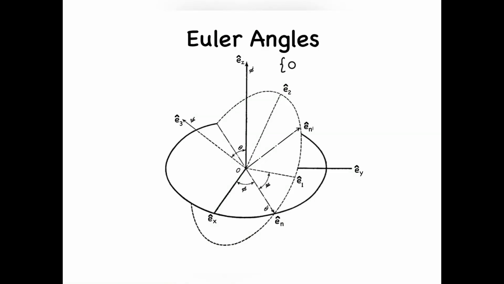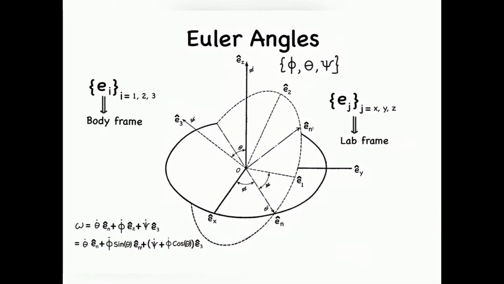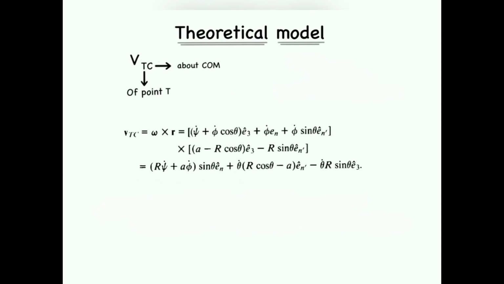It is subjected to a holonomic constraint. Euler angles. This set of angles is used to describe the orientation of a rigid body. Write angular velocity in terms of the body frame for a symmetric top. Theoretical model. Velocity of the contact point with respect to the center of mass of the top.